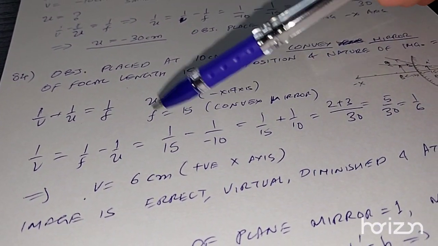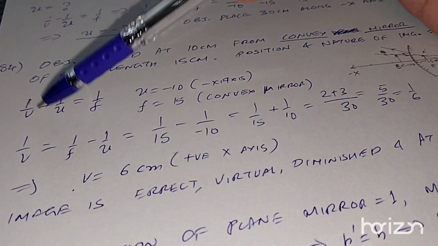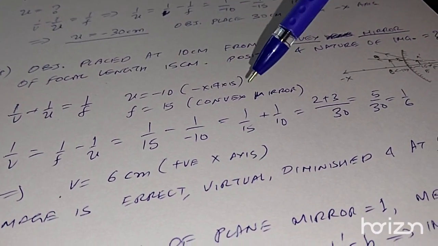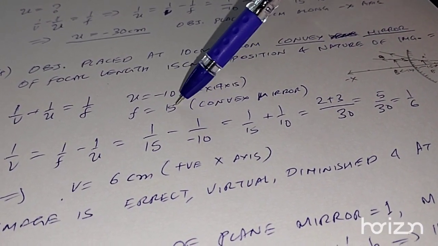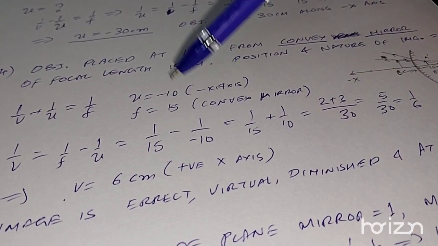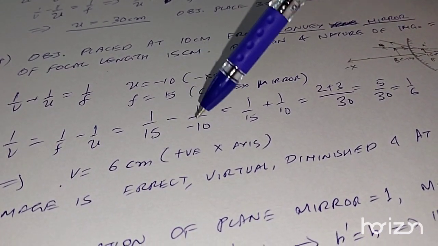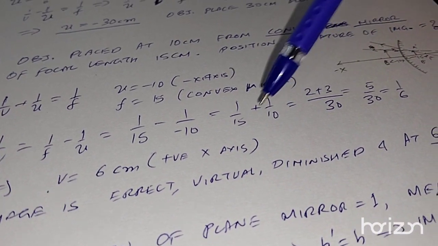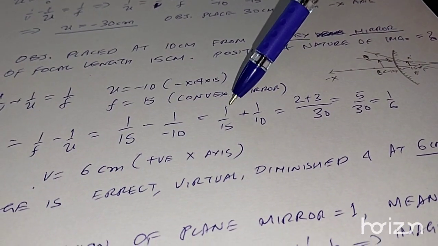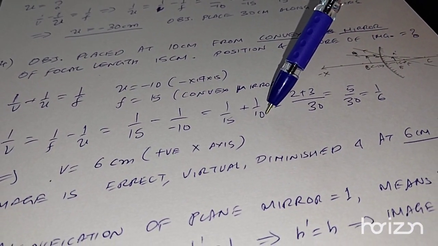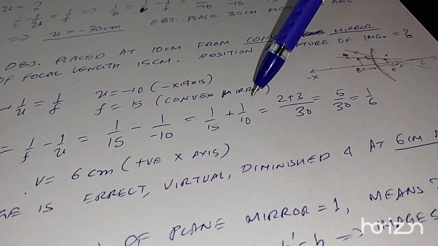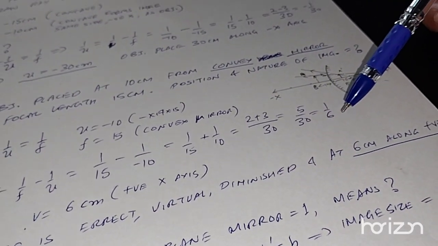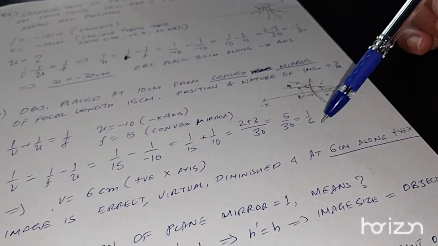They are asking the image distance. So to get the image distance, we say 1 upon v is equal to 1 upon f minus 1 upon u. Substitute for f. When you substitute for f, you get 15, and when you substitute for u, you get minus 10. Minus and minus will become plus. So 1 by 15 plus 1 by 10. Again, LCM is 30. Denominator 15, multiply by 2, you'll get 2. Denominator 10, multiply by 3 to get 30 LCM. So you'll get 5 by 30, which is 1 upon 6, because 5 sixes are 30.